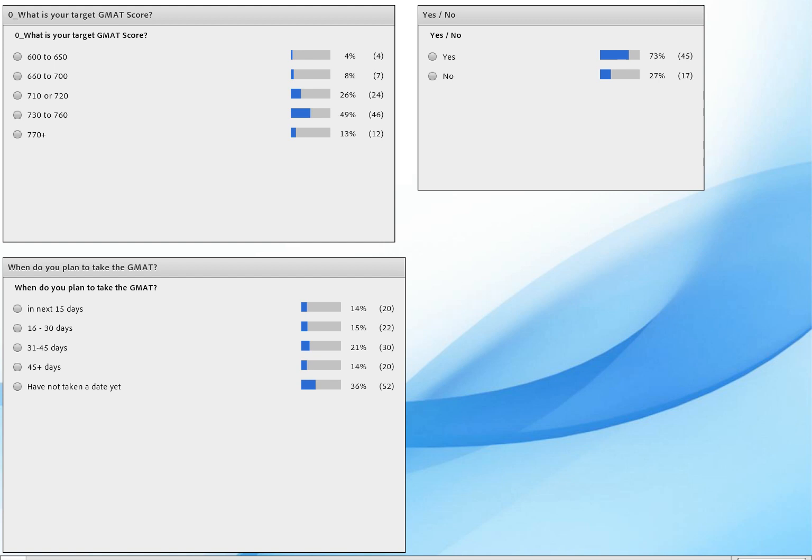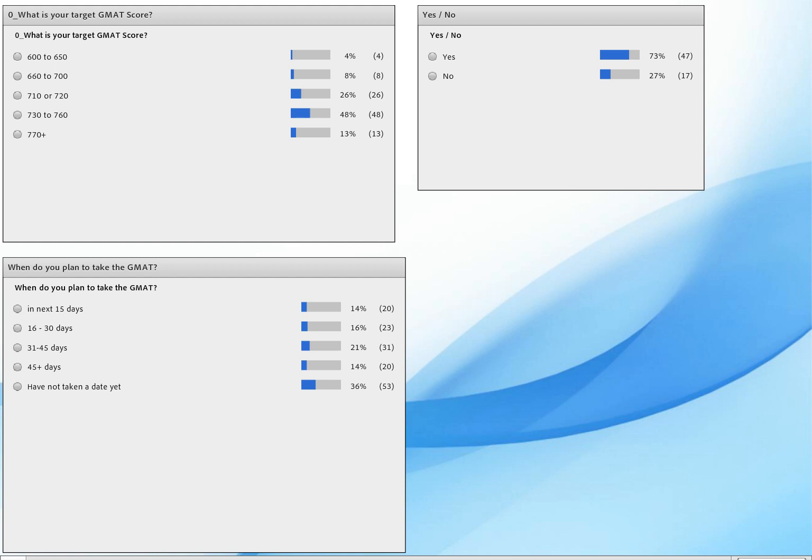Okay. Then in terms of your target GMAT score, 730 to 760, half of you are aiming for that. It's a wonderful score. It requires a lot of effort. We have a few folks who are aiming for a score better than 760, about 13 of you or so. And then the rest, about 36%, are in that 720 or lower bracket.